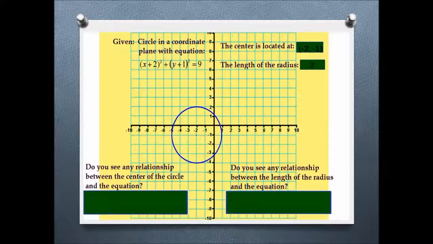Now, do you see any relationship between the center of the circle and the equation? If you say that the center corresponds to the value inside the parentheses of the equation, you got it right. Also, do you see any relationship between the length of the radius and the equation? You're right. The radius is the square root of the constant in the equation.